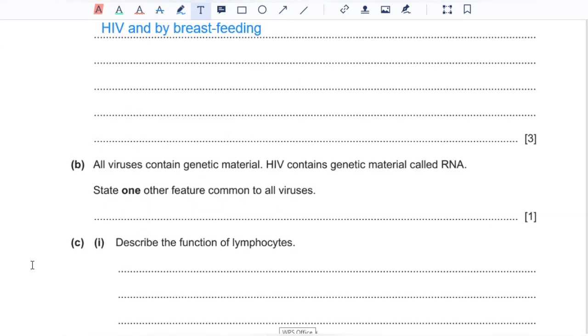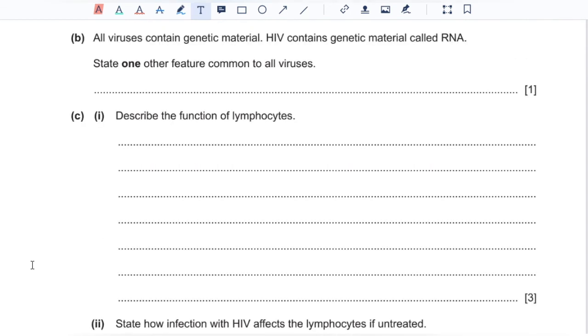B. All viruses contain genetic material. HIV contains genetic material called RNA. State one feature common to all viruses. That would be the protein coat which surrounds this genetic material.